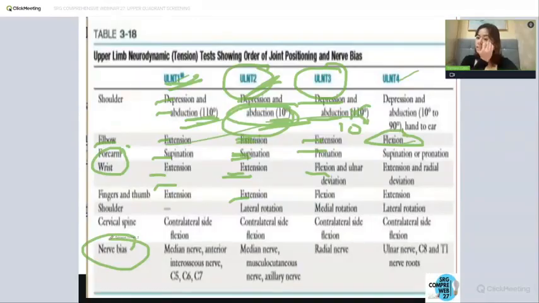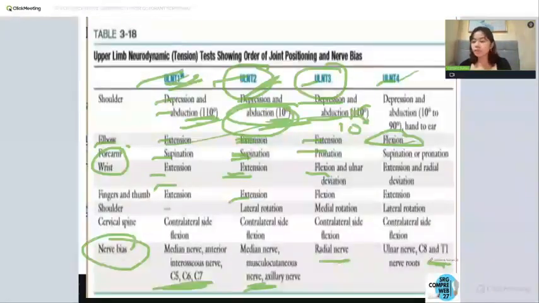So for your nerve bias for your ULTT 1, yung plan B po dyan is actually your MAC. So MAC, bakit siya MAC? Median nerve, anterior interosseous nerve, C5, C6, C7. So that is for your MAC. Again, median nerve, anterior interosseous nerve, C5, C6, C7.